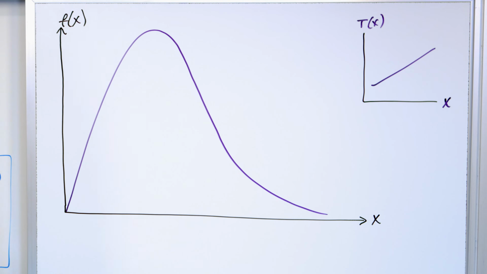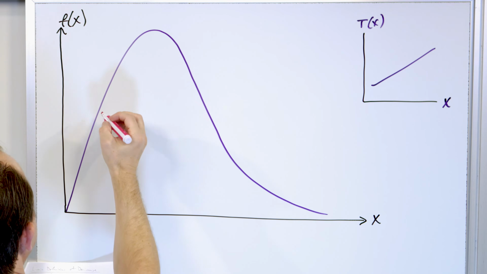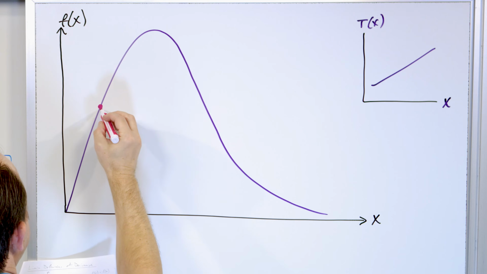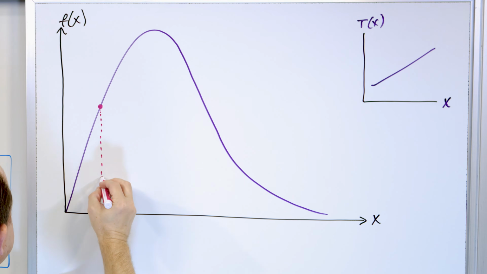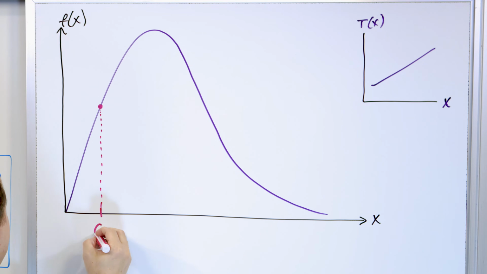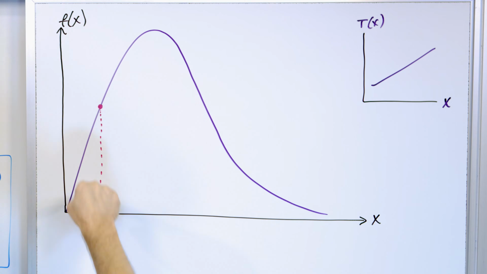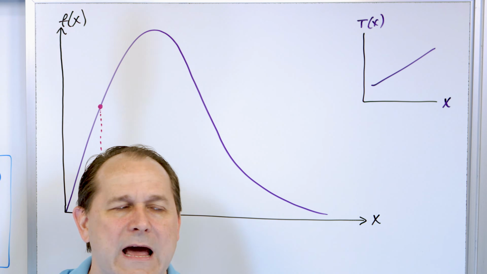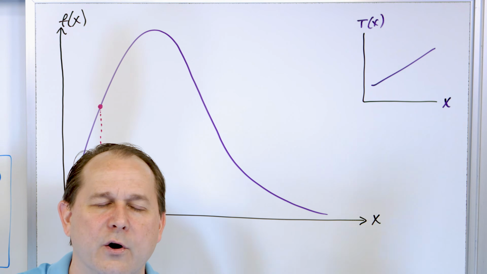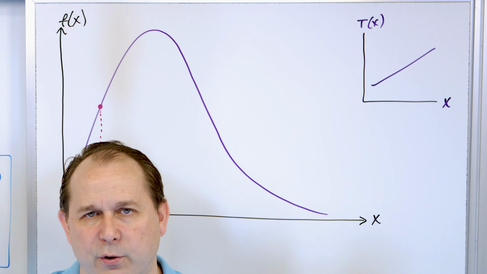Okay? What if I draw on this graph, I put a point right here, and I come down onto the x-axis, and I label this point A. And this is the x-axis. So this is a function, and so I can put the value of A into this function. I can calculate f of a. A is a number, it could be 2 or 3 or 5 or whatever, but I'm just using A as a placeholder, right?